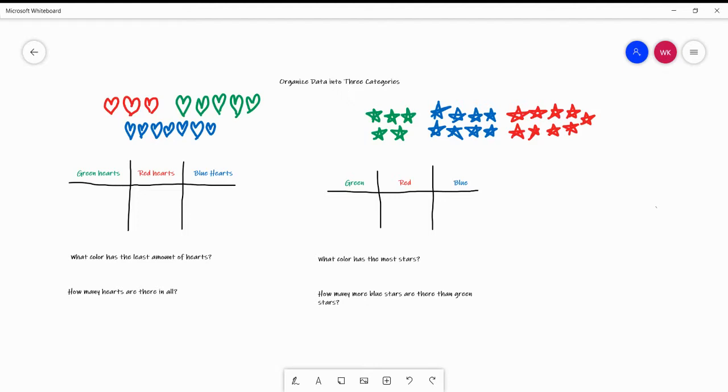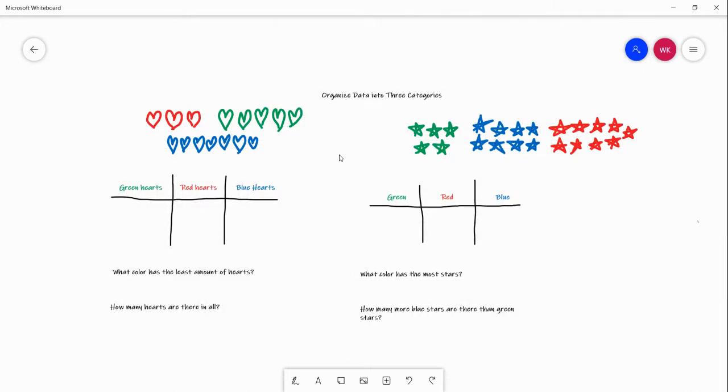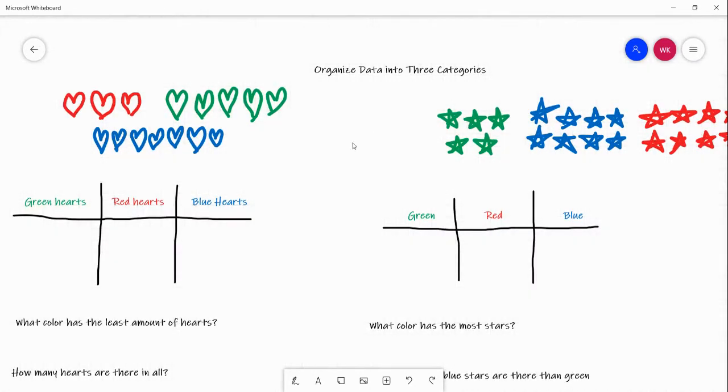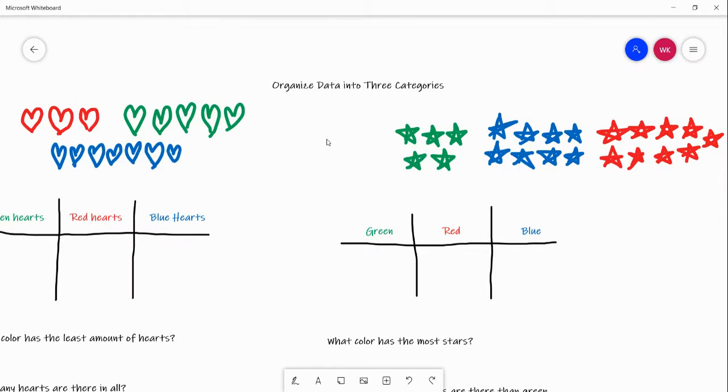Hi guys, we are going to be organizing data into 3 categories today. So this is lesson 6-1, and we are going to use this data that I created with the hearts and the stars, and we're going to ask a couple questions about them to put them into our tally charts.